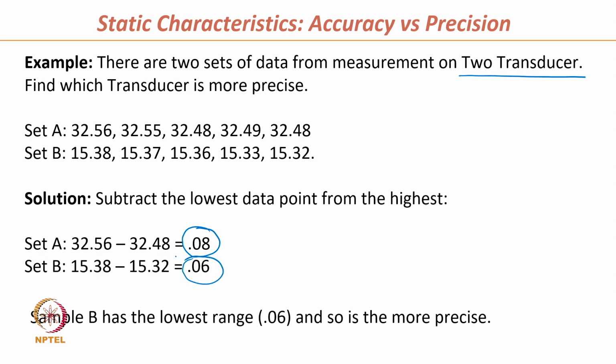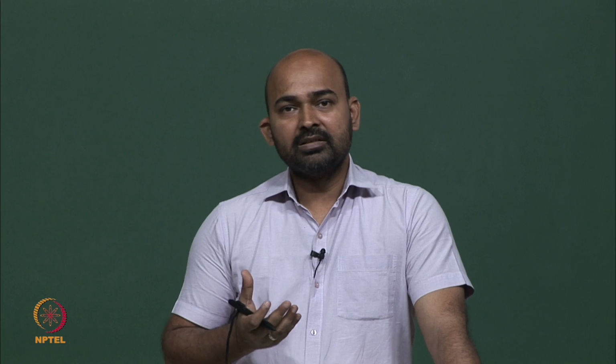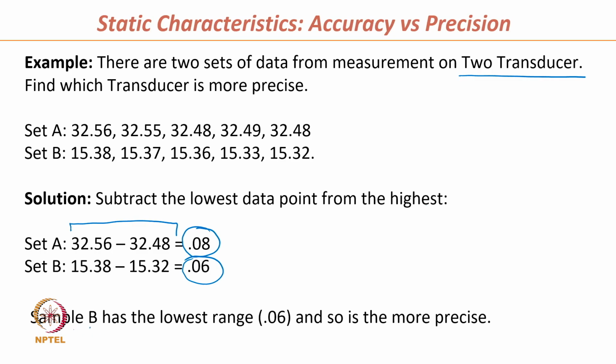So, this difference shows the range of output. This is the maximum minus minimum. It shows the complete range of output, how much the data has spread. The higher the range of output, the less precise the sensor is. It means set B has the lowest range, and so is more precise. So, transducer 2 or transducer B is more precise compared to A.